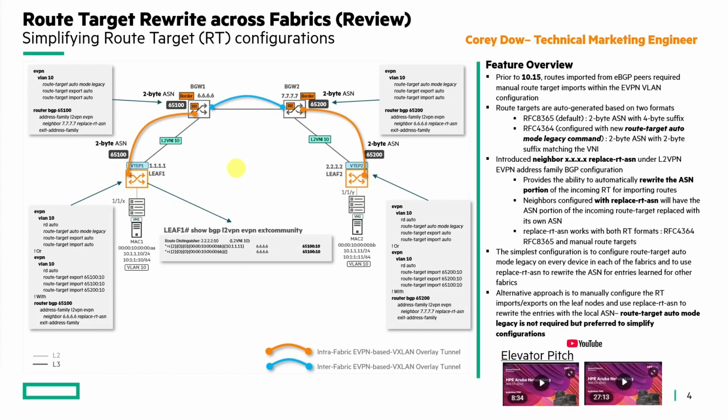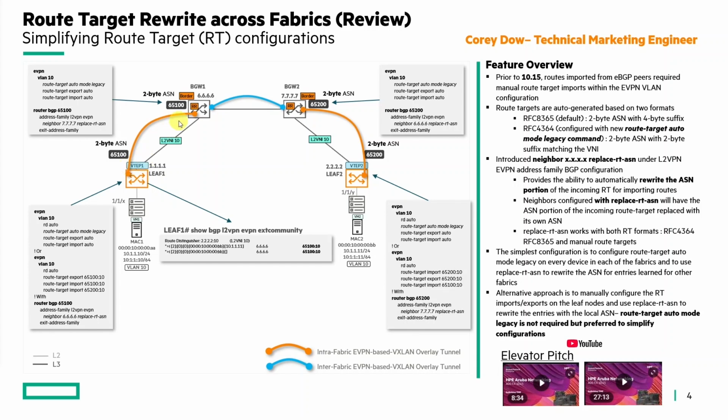Okay, and so for an overview of the feature, we're going to start by revisiting what we've already released with AOS-CX 10.15. Back with that release, we supported route target rewrite across fabrics within the configuration where you have a 2-byte ASN on both sides.